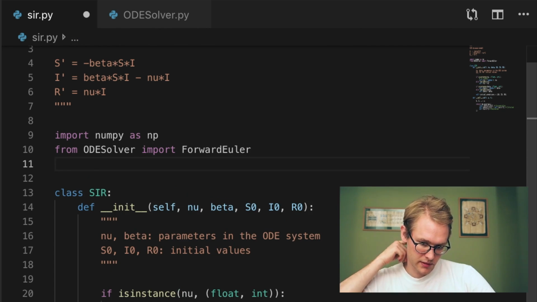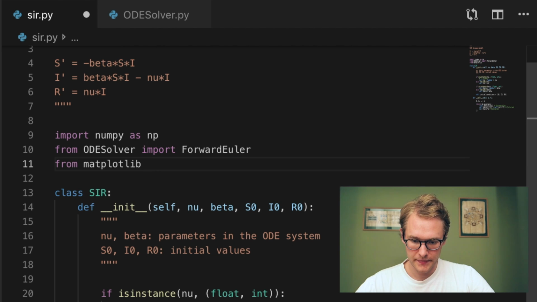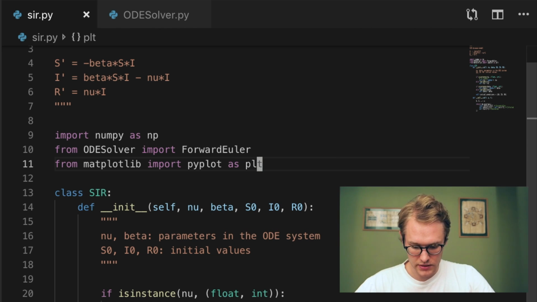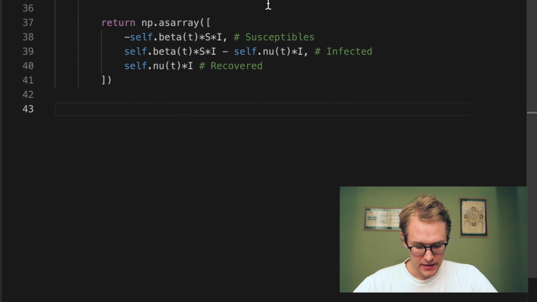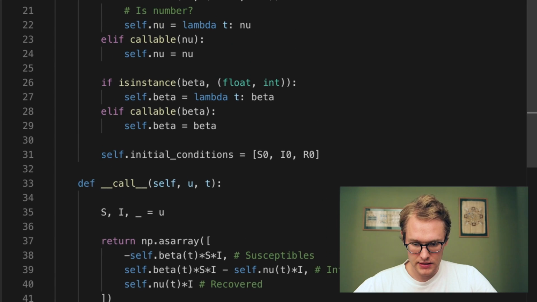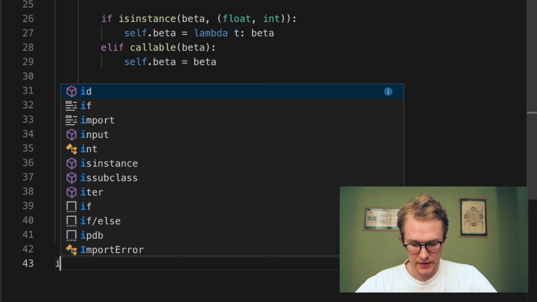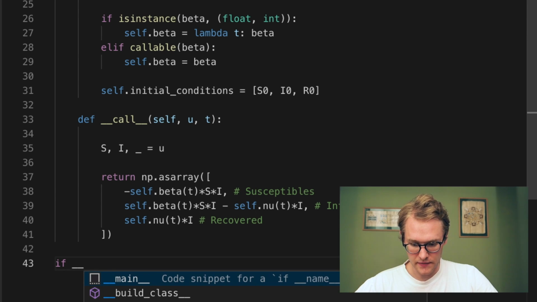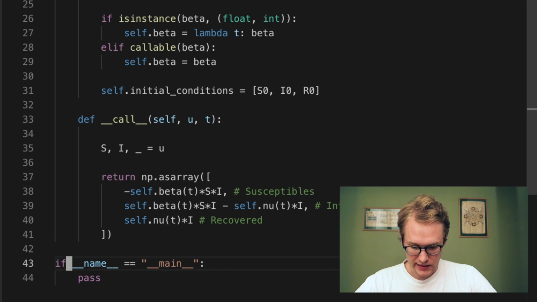And we would probably also like to plot something, so I'm going to import matplotlib, import pyplot as plt. And then we go down to the bottom. So here we go. This stuff is classes and stuff. So if we would like to build on this in the future, we should make it so that we could import it without it running everything. So we'll do this little neat trick.